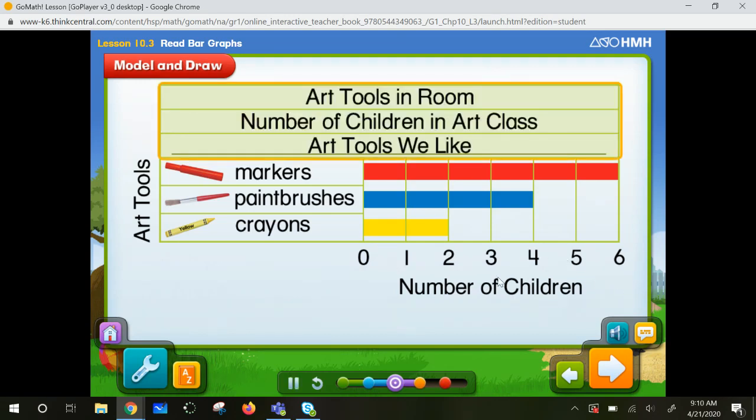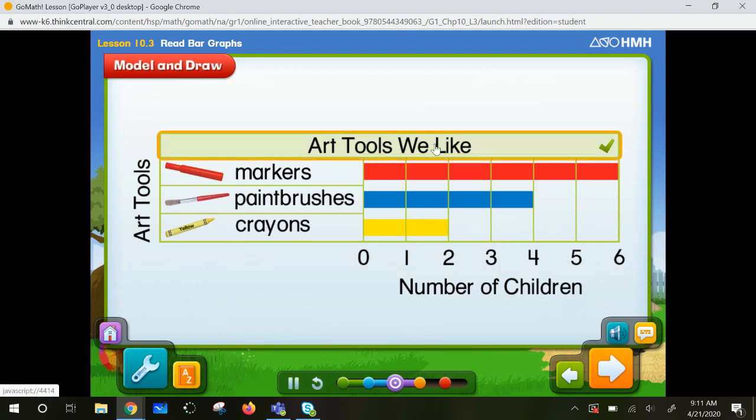Use what you've learned to select the best title for the graph. The choices are art tools in room, number of children in art class, and art tools we like. Select your answer. That's right. The best title is Art Tools We Like. The graph shows the number of children who chose markers, paintbrushes, and crayons as their favorite art tool.